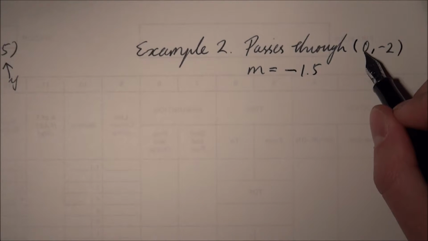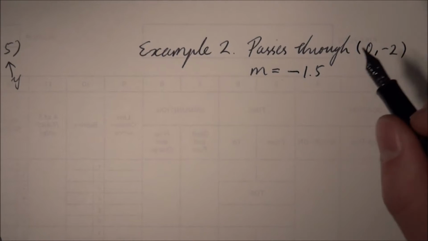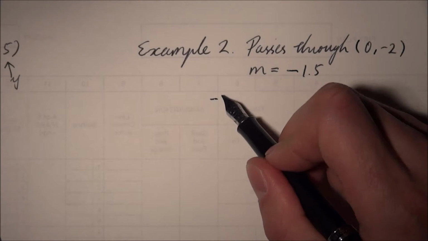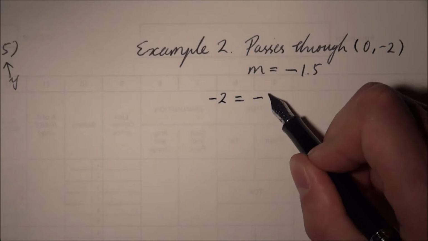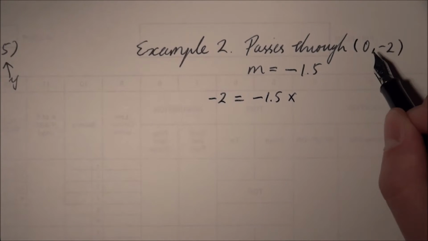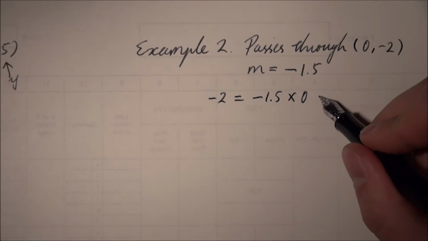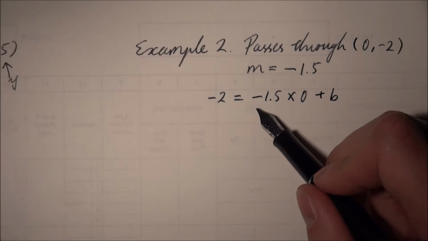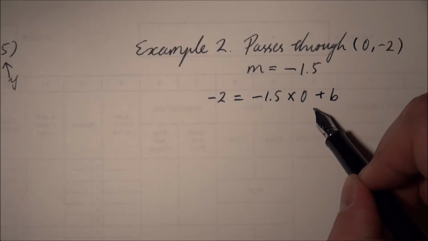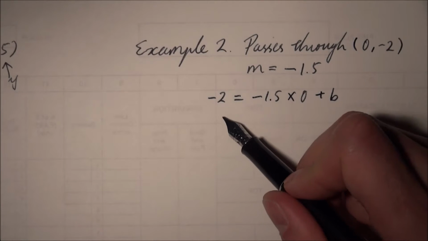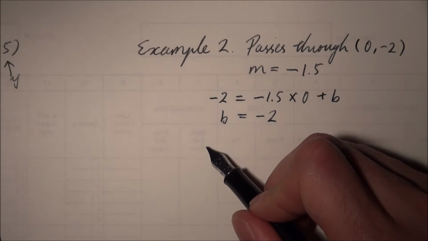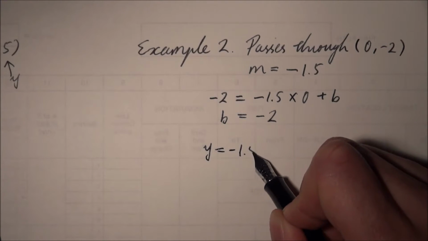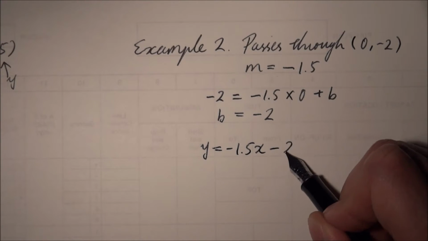Firstly, we realize that here's our x, here's our y. So -2, the y value, has to equal the gradient, -1.5, times the x value plus b. Of course, any number times 0 is 0, so all that's left is b. So b equals -2. And we can say that the equation of the line should be y equals -1.5x minus 2.